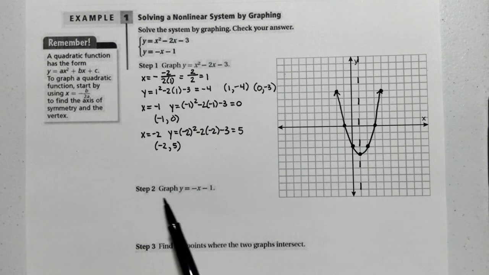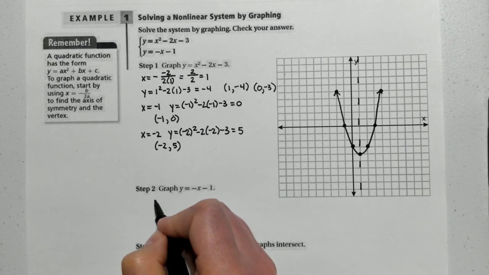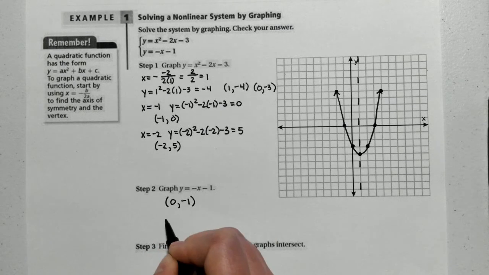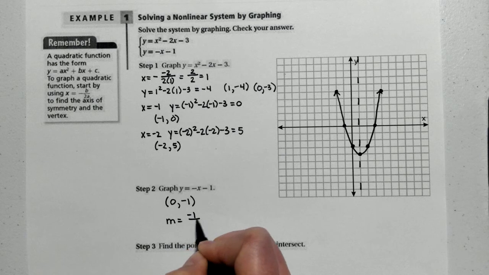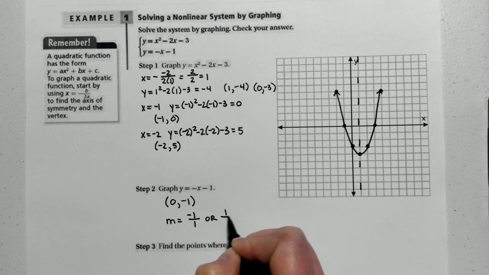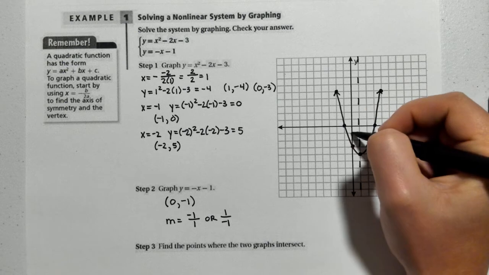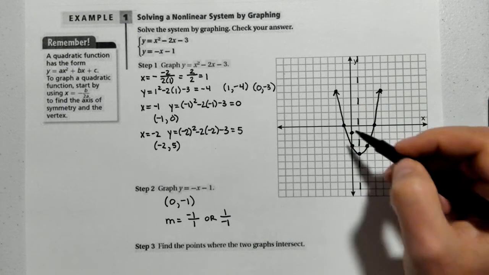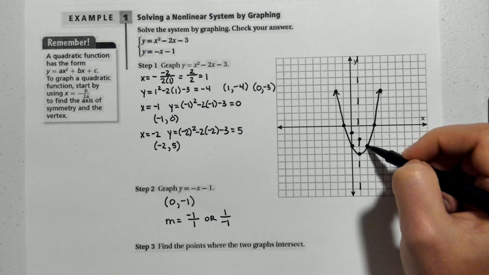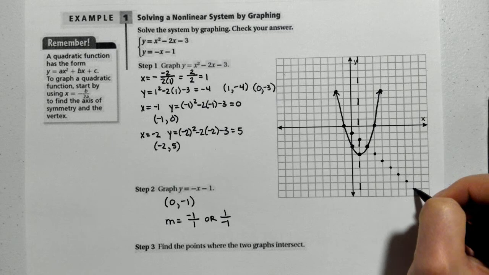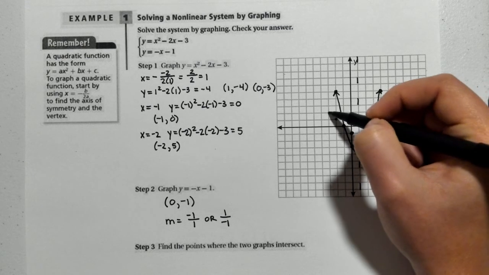So the second thing is I'm going to graph my linear equation, y equals negative x minus 1. So my intercept is 0, negative 1. And then my slope is negative 1, so negative 1 over 1, or you can write that as 1 over negative 1 to do your rise over run. So I'm going to graph my intercept first. So 0, negative 1, right here. And then I'm going to go down 1, right 1, down 1, right 1, down 1, right 1, and then keep on going. And the other direction's up 1, left 1.